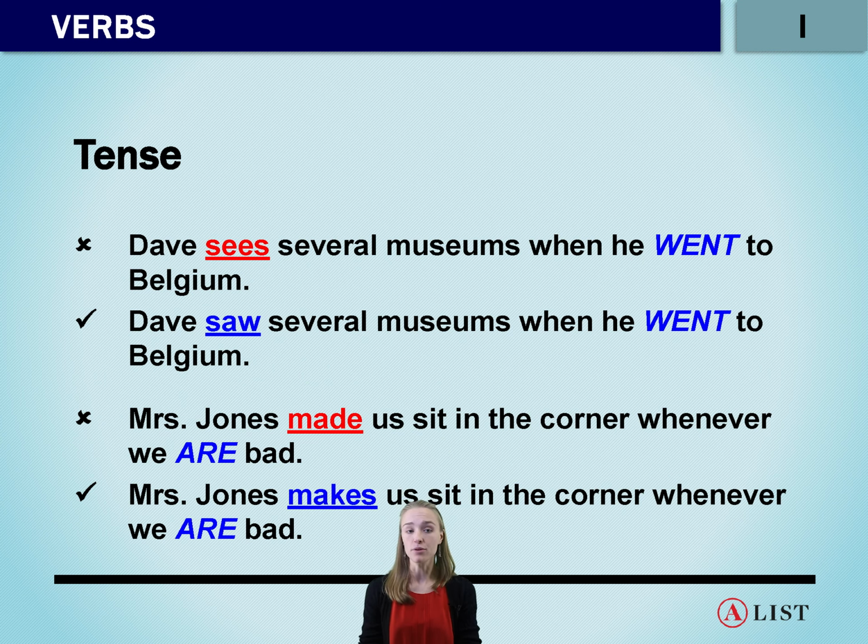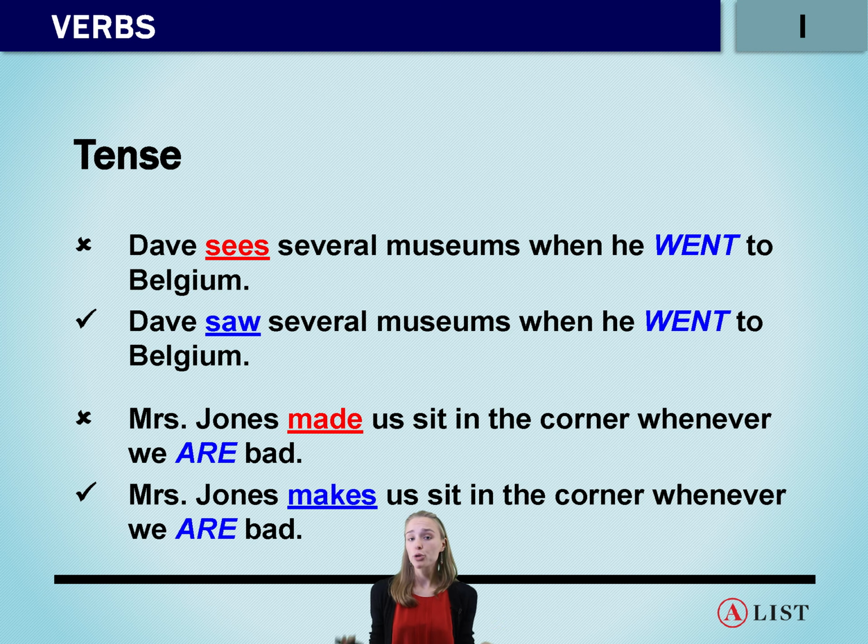In our other example, we have Mrs. Jones made us sit in the corner whenever we are bad. So if made is underlined, once again, that's what we may need to change, and it needs to fit with the tense of our other verb, are. Since are is a present tense verb, we need to make sure that made becomes present tense. So instead, we would say Mrs. Jones makes us sit in the corner whenever we are bad.